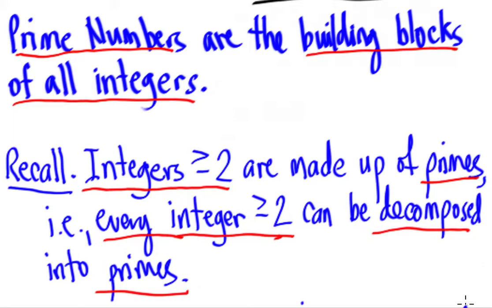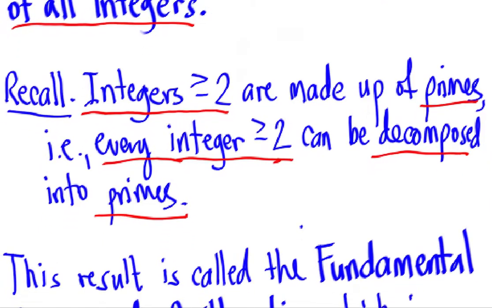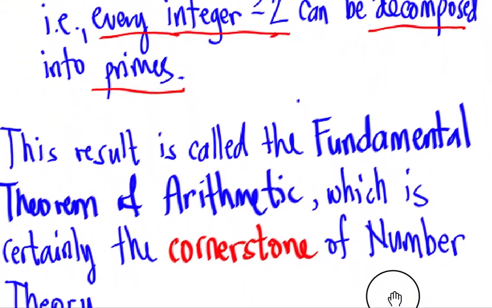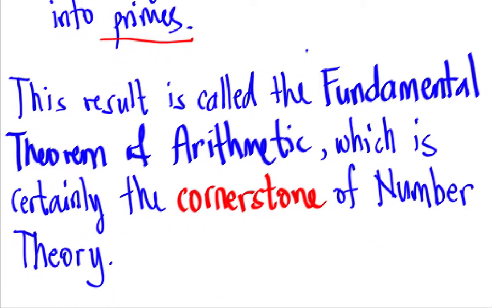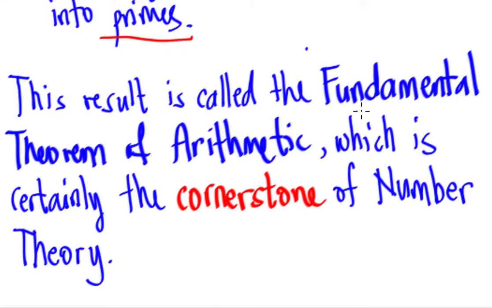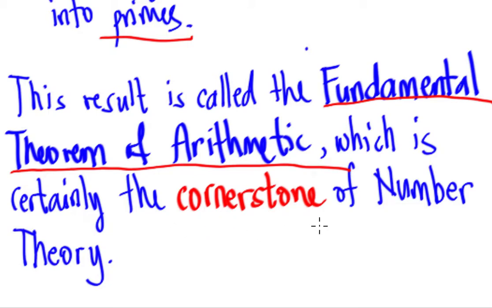This result is what we actually call the fundamental theorem of arithmetic, which certainly is the cornerstone of the branch of mathematics that we're studying today. This is the cornerstone of number theory, and one of its cardinal results. It also appears in Euclid's Elements, so it dates way back to the time of Euclid.